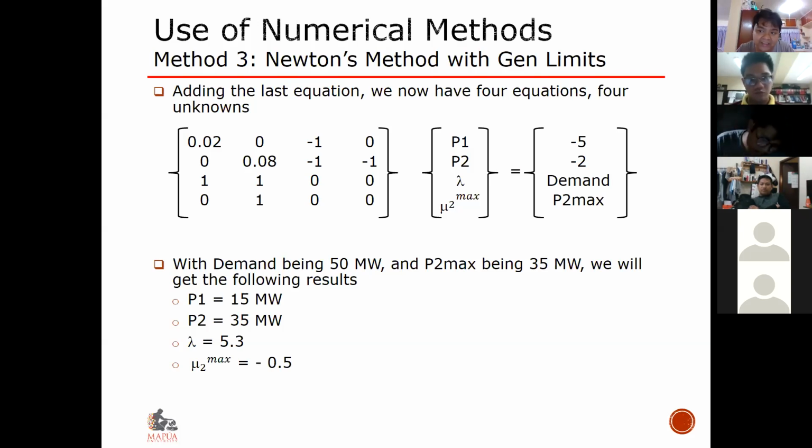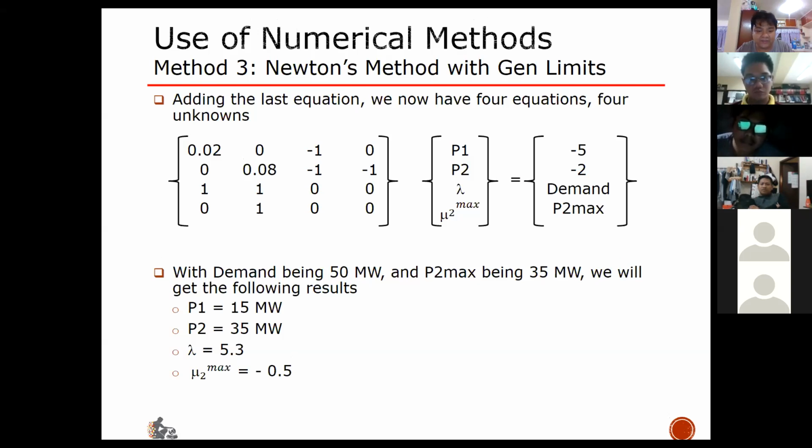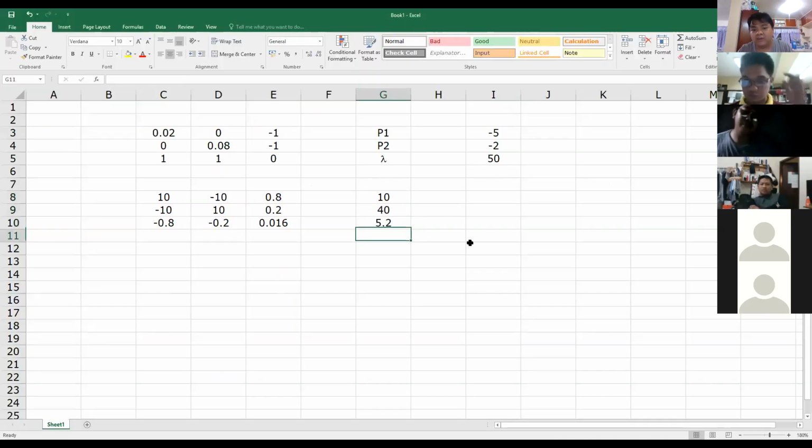Ang ibig sabihin niyan, guys, if you try to solve the same problem again, try natin ha. I-share ko yung Excel para makita niyo. Okay? Going back to this one.